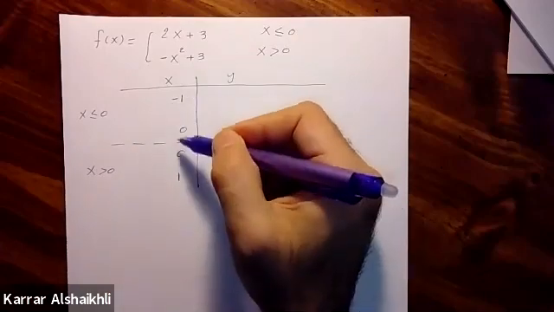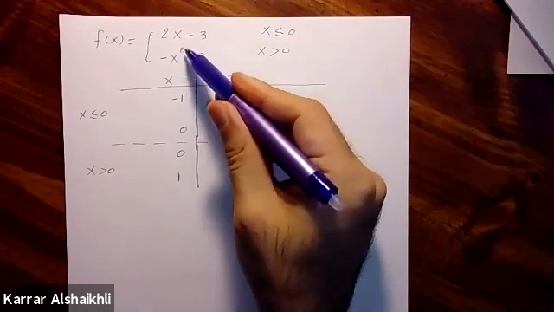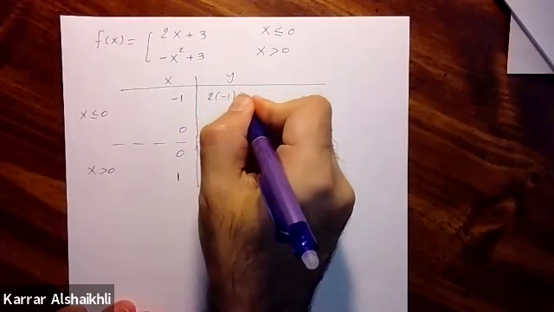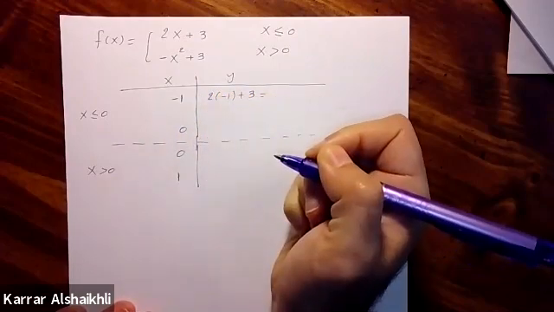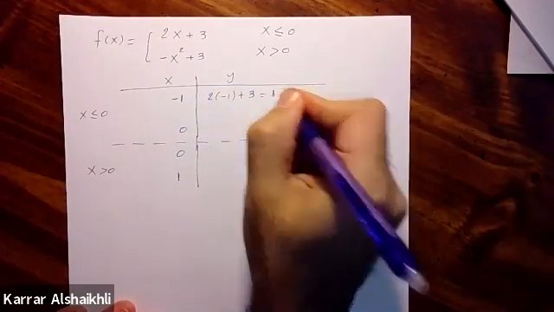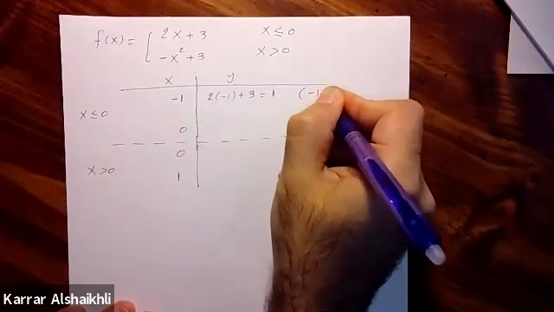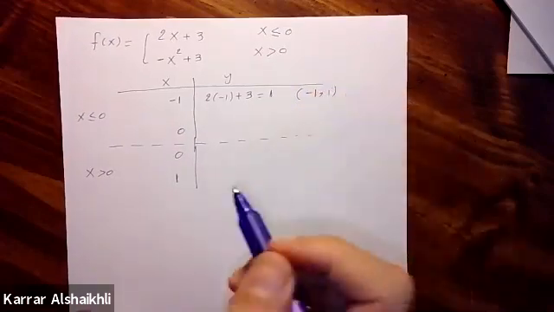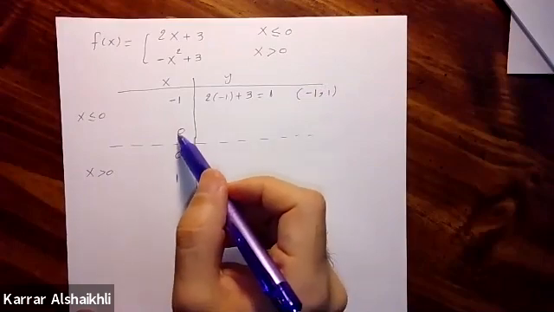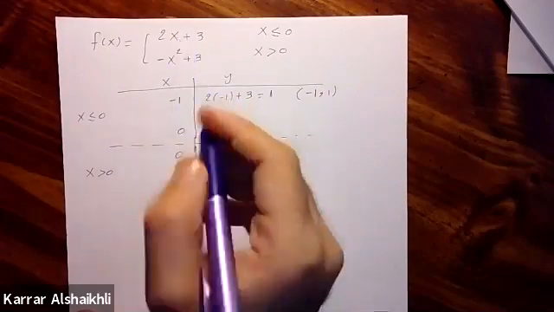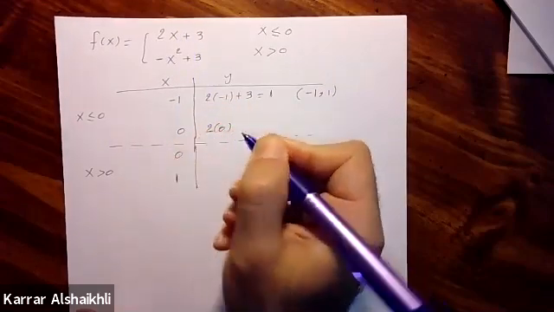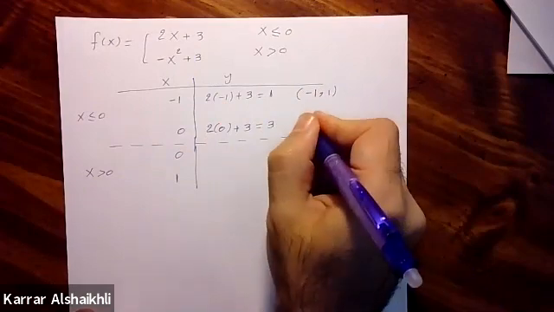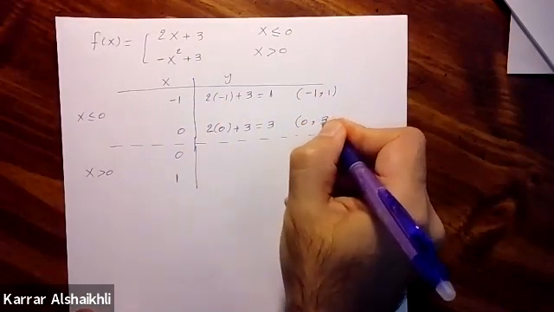Now, let's go back to the first piece. Let's plug in these two numbers on the first piece. So the first piece is going to be 2 times -1 plus 3. 2 times -1 is going to be -2. -2 plus 3 is going to be 1. That means the first point is going to be x is -1 and y is 1. Let's do the second point. Let's plug in 0 on the first piece. 2 times 0 plus 3. 2 times 0 is 0, plus 3 is going to be 3. That means for the second point, x is 0 and y is 3.